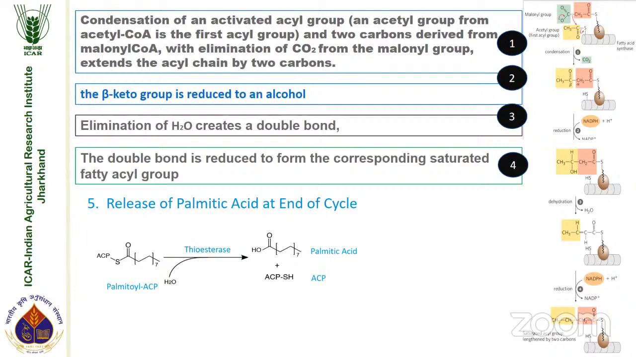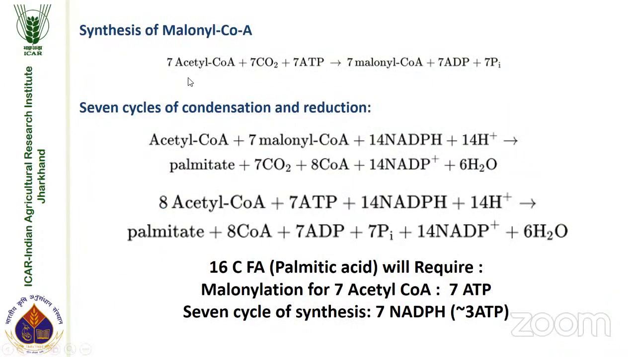For forming a double bond, you first have to reduce the carbonyl group, and after reducing, you have the dehydratase action. The dehydratase action will create the double bond, and then that will be acted on by reduction, and that reduction will create another carbon group, the addition of another CH2 group. If you consider the synthesis of malonyl CoA, 7 acetyl CoA needs 7 ATP for synthesis of 7 malonyl CoA, so 7 ATP is consumed. Similarly, 7 cycles of condensation are required for production of palmitic acid.